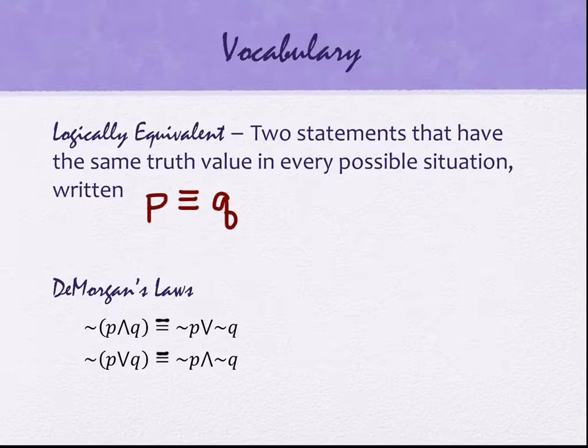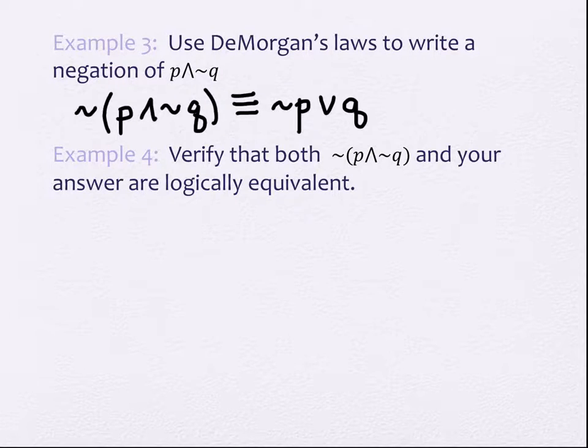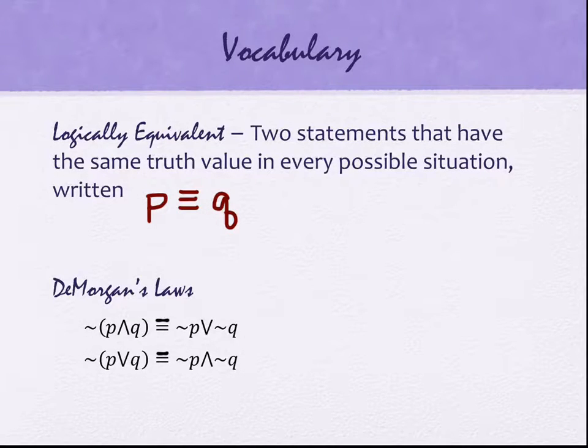Okay, so what we're going to do with example 4 is we're going to actually show that these two statements right up here that we just said were logically equivalent really are logically equivalent by this definition. We're going to see that they really create columns in a truth table that are equivalent, that have the same T's and F's in the same places.